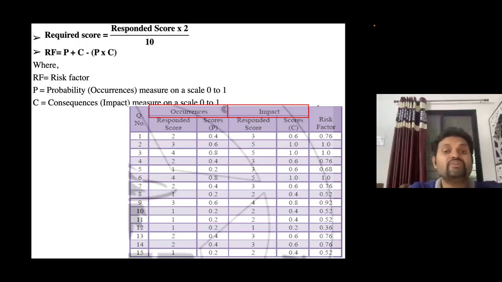Okay, then if you want to check, you can check just one. That's 0.4 plus 0.6 minus 0.4 into 0.6. So you're going to get a value of 0.76. And the probability of occurrence will move from 0 to 1 only. The highest will be 1. It will never be more than 1.